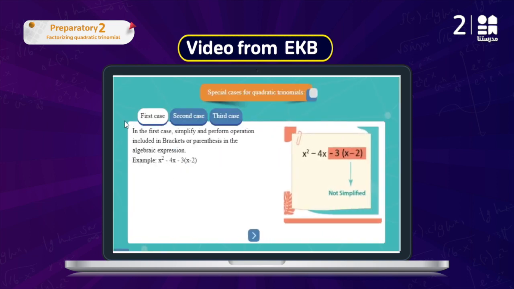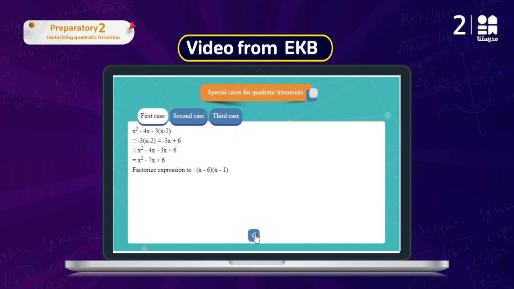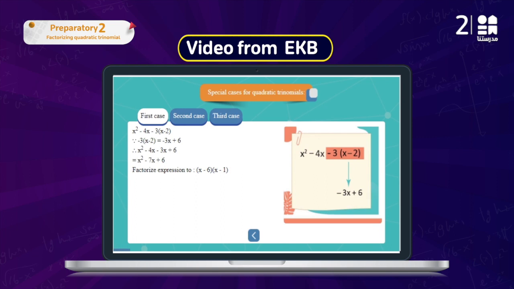In case the quadratic trinomial is very complex, such as it includes brackets at any term, it should be simplified. Let's have an example to understand. We note from the example that the last term is not simplified, so we must simplify the expression. Click on the next arrow to learn how to simplify it. To simplify the expression, multiply -3 by x and by -2. It becomes -3x plus 6. Therefore, the expression is x to power 2 minus 4x minus 3x plus 6.